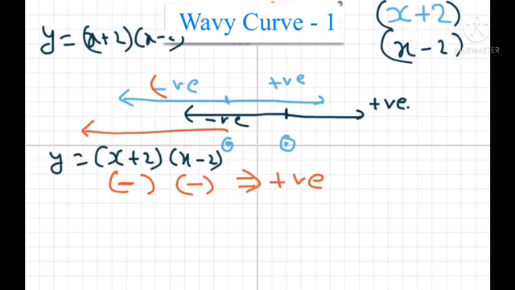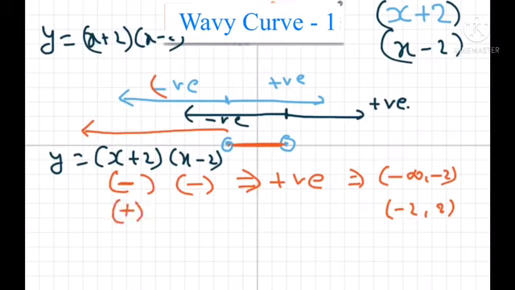Next, between -2 to 2. This I have taken when x lies between -infinity to -2. The next range is -2 to 2. Between -2 to 2 means in this range. In this range, the first factor is positive because after this it is positive. So this will be positive, and this factor between -2 to 2, the second factor, is negative. So the entire product is negative.